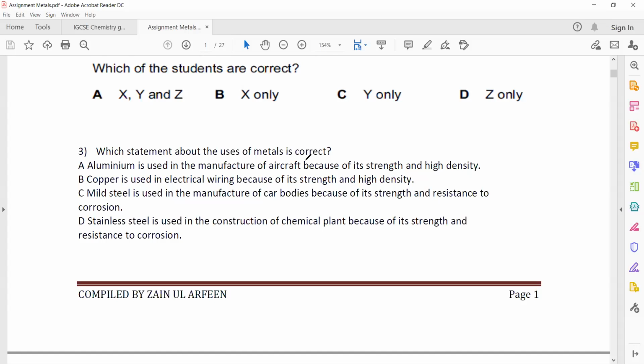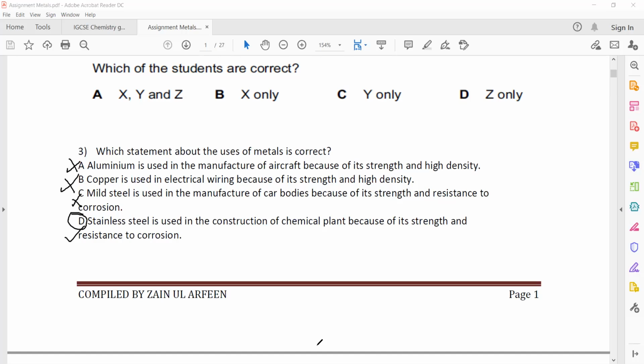Which statement about the uses of the metal is correct? Aluminium is used in manufacture of aircraft because of its strength and high density. That's wrong. Copper is used for electrical wiring because of its strength and high density. That's also wrong. Low carbon steel is used to manufacture car bodies, not because of its strength. Stainless steel is used in construction of chemical plants because it resists corrosion. So D is the right answer, but about the stainless steel we will discuss.